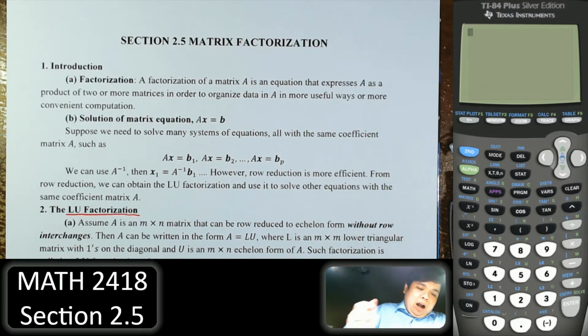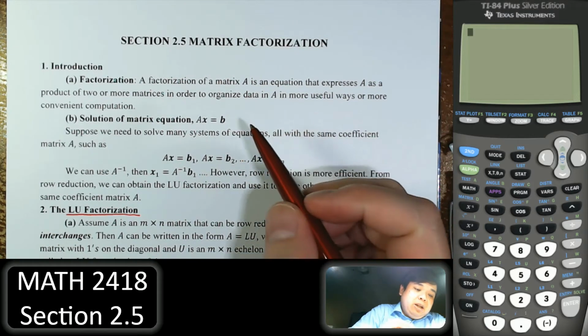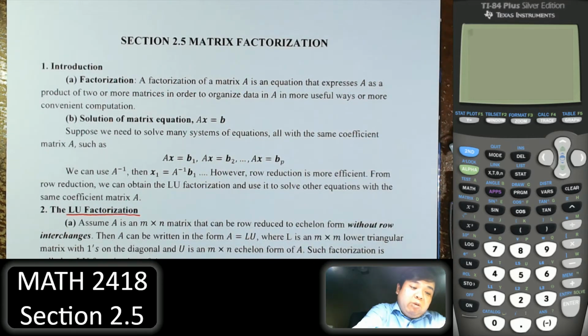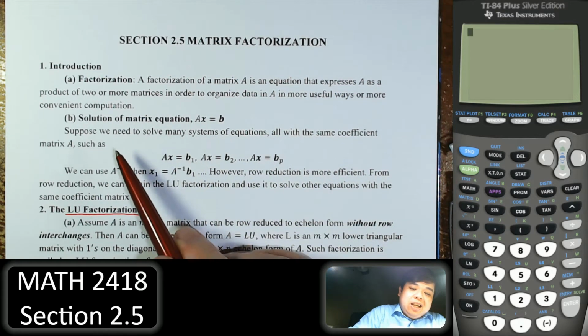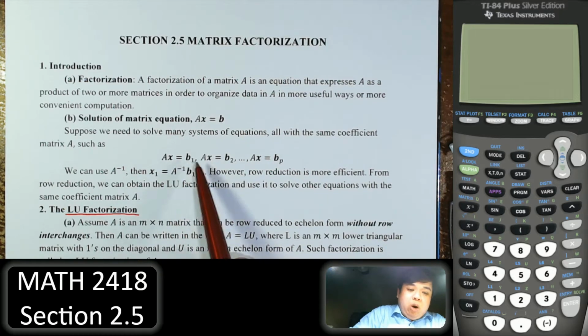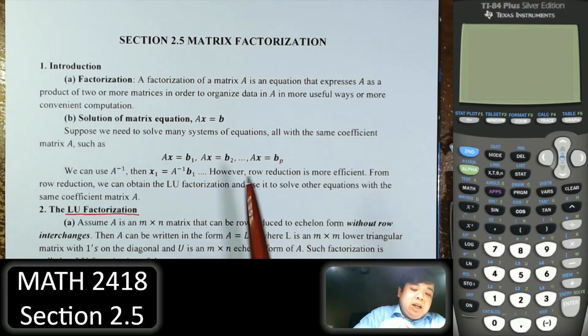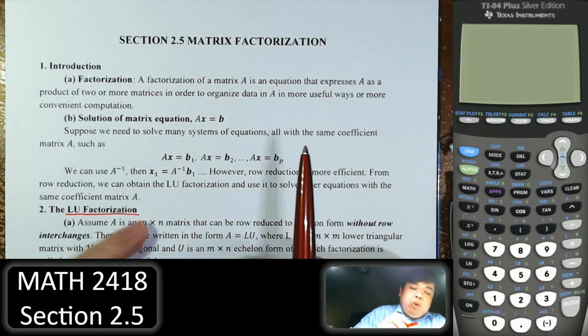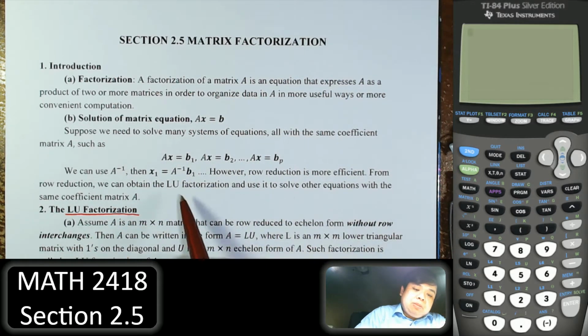Now, of course, we talk about the solution of the matrix equation AX equal to B many times, and we know a lot of different ways to solve it. Now, suppose we need to solve with the same coefficient matrix: AX equal to B1, AX equal to B2, and so on. If we use A inverse times B1, A inverse times B2, of course that certainly works. However, row reduction in that case will be more efficient. So if we decompose A into L and U, that will save us computation.